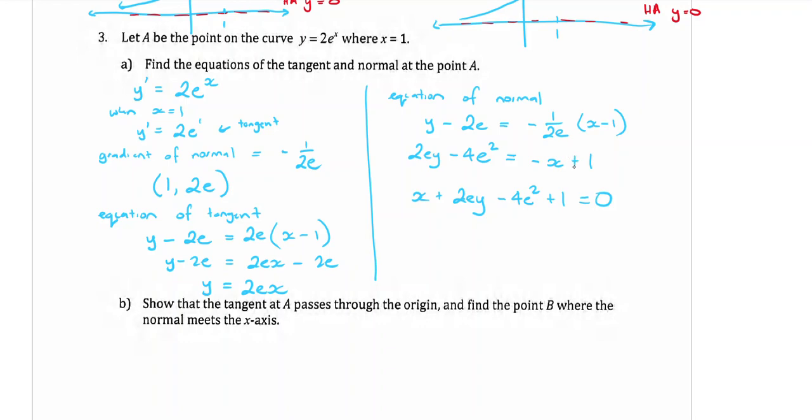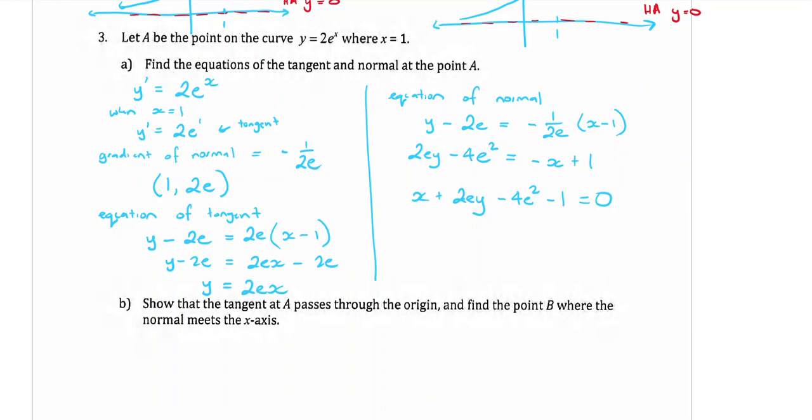Oh, that must have got deleted when I erased my line. Thank you, you're right. It should be a minus 1. Delete that big weird line that came through. Okay, good. Question B. Show that the tangent A passes through the origin, oh, we kind of already know that, and find the point B where the normal meets the y-axis.